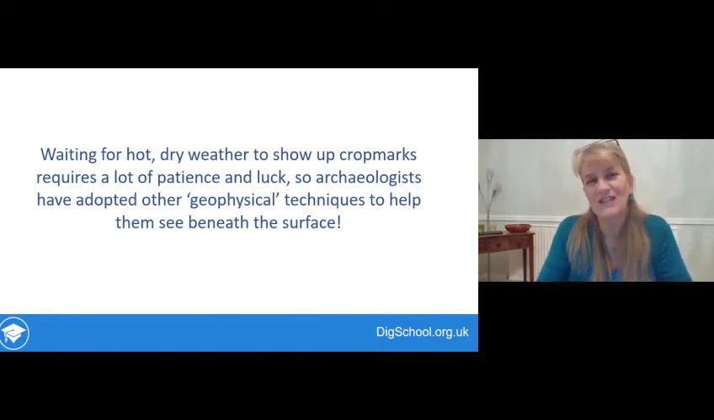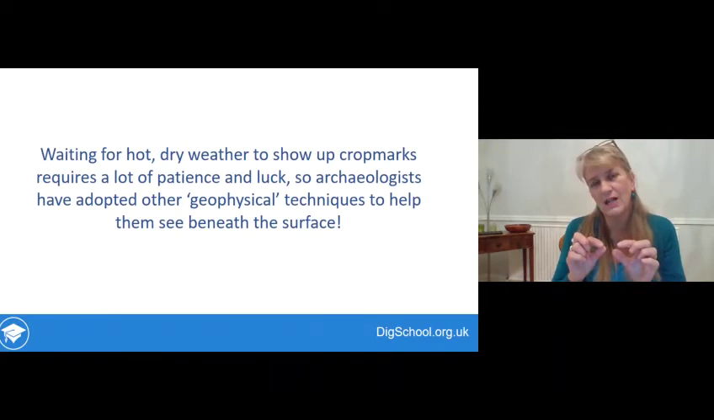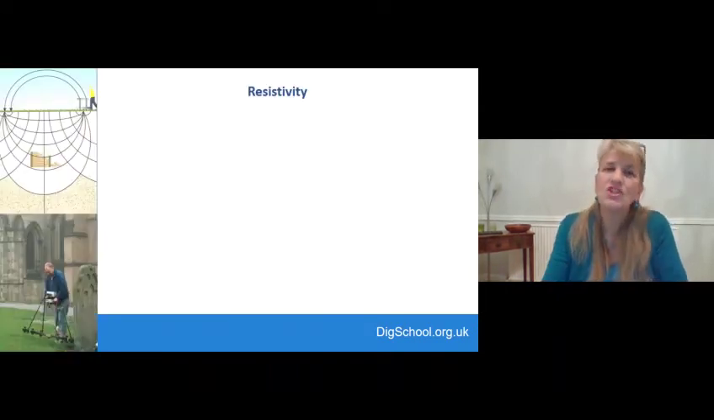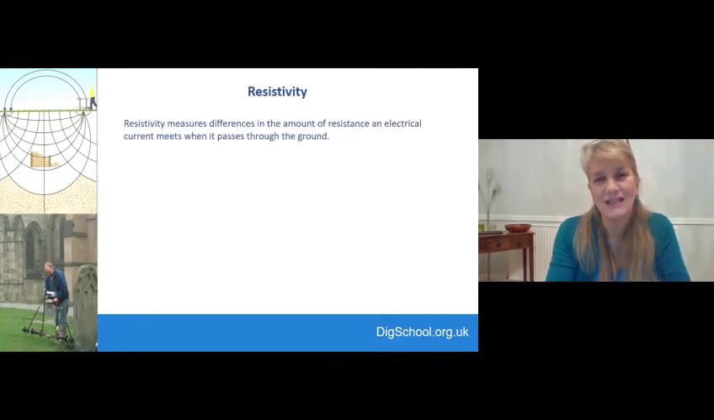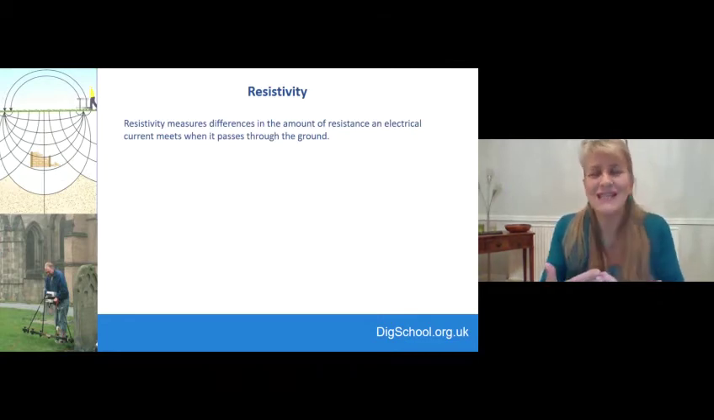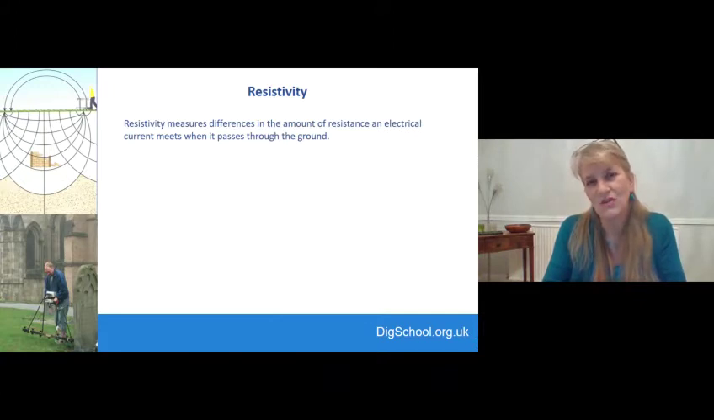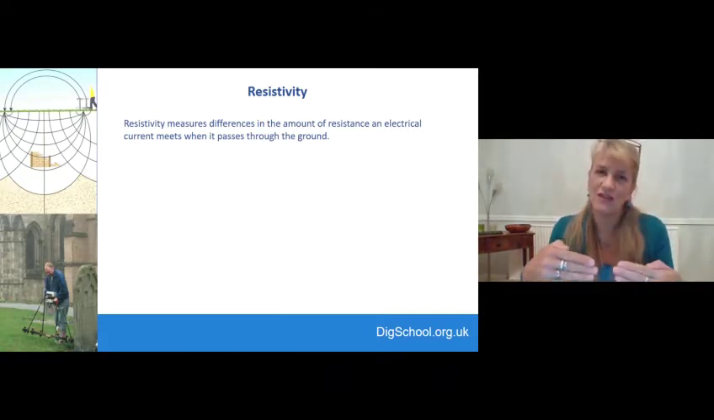So archaeologists have developed other geophysical techniques to try and scan beneath the surface, either without having to commit to excavation at all, or to help them target exactly where to excavate. So there are two main techniques that are very commonly used. One is resistivity. Now this basically uses exactly the same evidence that the crop marks do, which is that archaeological features affect the amount of moisture in the soil.